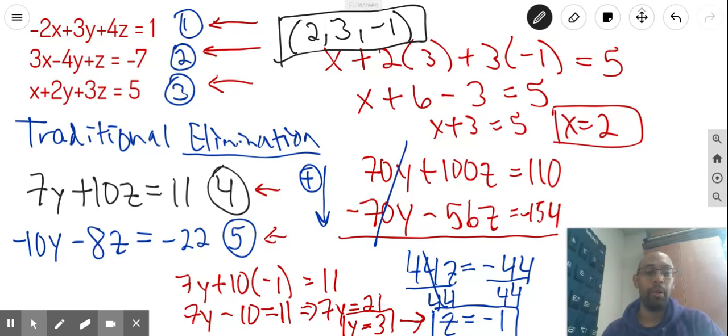So that means if I plug 2 for x, 3 for y, and -1 for z, it will be correct. I will get 1, -7, and 5 for all the answers. So plugging in 2 for x, 3 for y, -1 for z in the first equation will give me 1. Second equation will give me -7. Third equation will give me 5. So this is your goal, is to get the ordered pair or the solution to this 3 by 3 system.